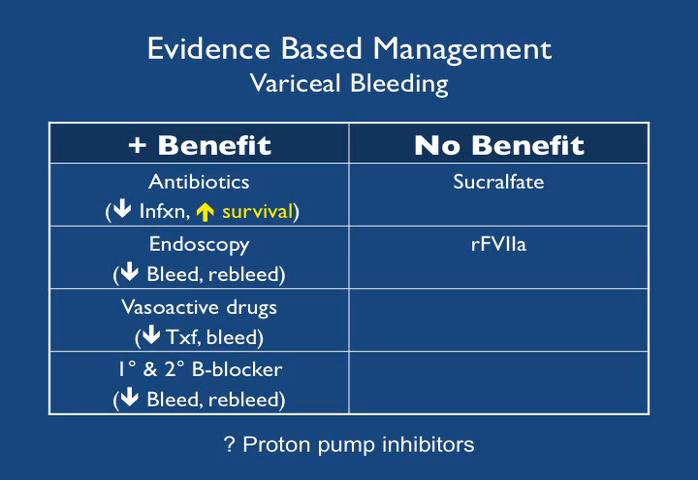Of note, however, is certain things do not work and should not be used in patients with variceal bleeding. Studies have shown no benefit whatsoever to the use of sucralfate for patients with acute bleeding, and also the use of recombinant 7A, which is a thrombin inhibitor, has not been shown to improve outcomes, and due to the cost and potential risk of this medication is not recommended for patients with variceal bleeding. As you can see here, we don't really have evidence to support the use of proton pump inhibitors, but there's good reason to believe that they will be effective.